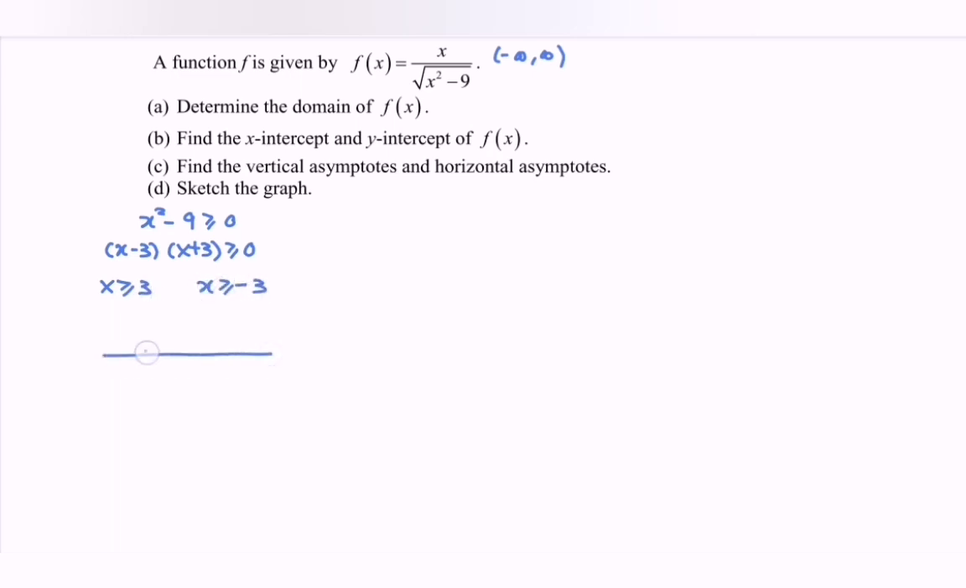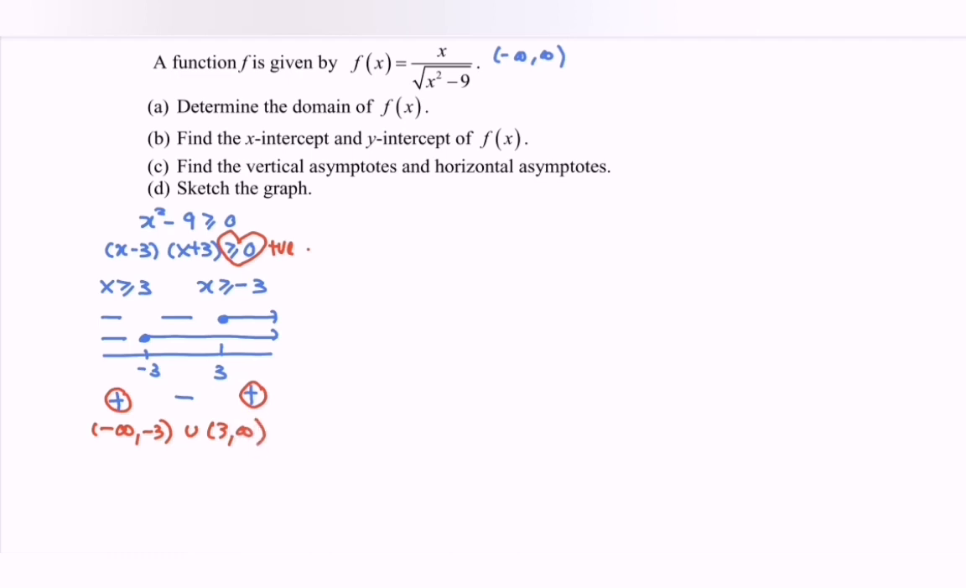By using the number line, we have negative 3 and 3. Then circle towards the right, then circle towards the right. So we have positive, negative, positive. By referring to the situation, we need the positive sign. So the answer is negative infinity until negative 3, union 3 until infinity, where negative 3 and 3 are not included. Intersect with the real numbers, so the domain would be negative infinity until negative 3, union 3 until infinity. So that would be the domain.